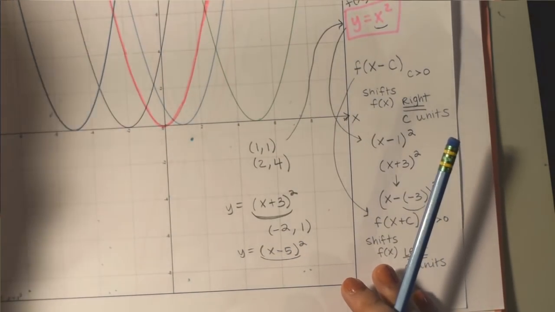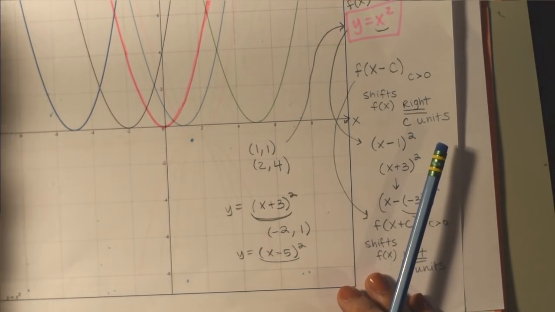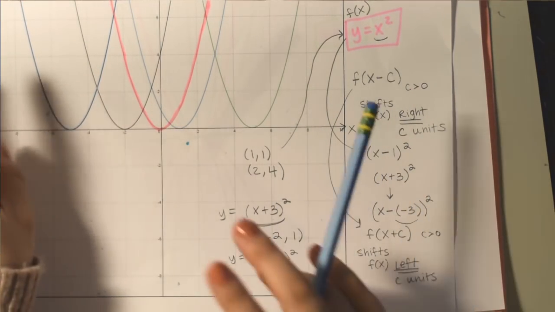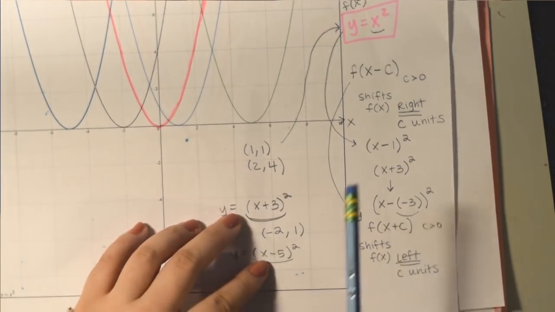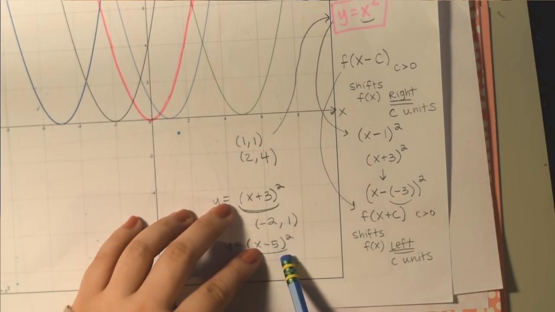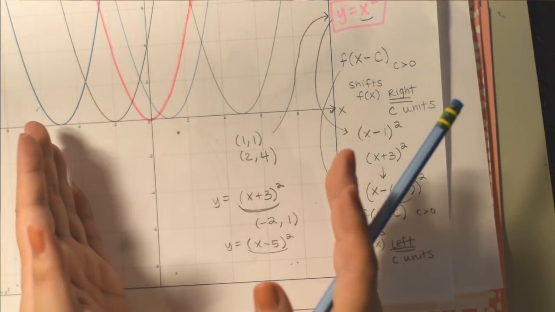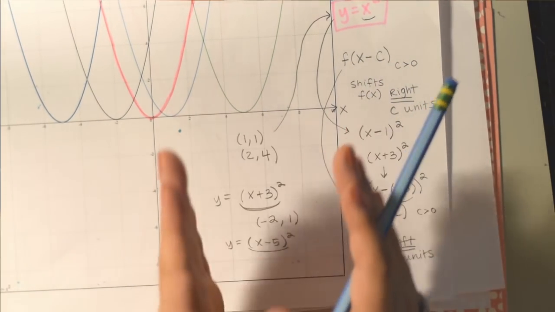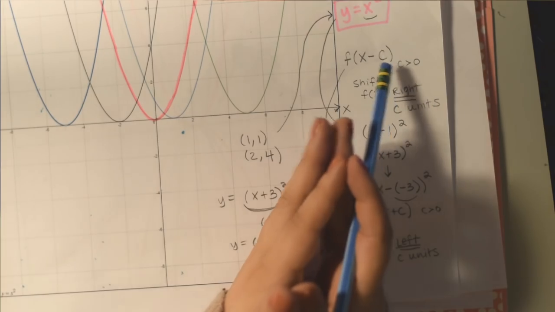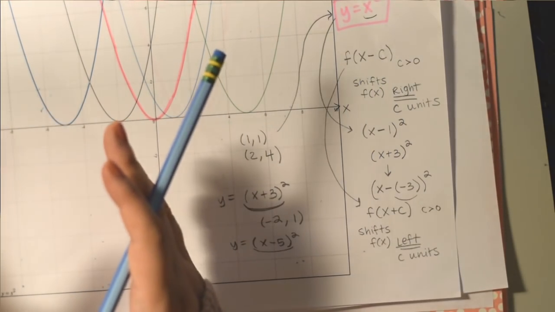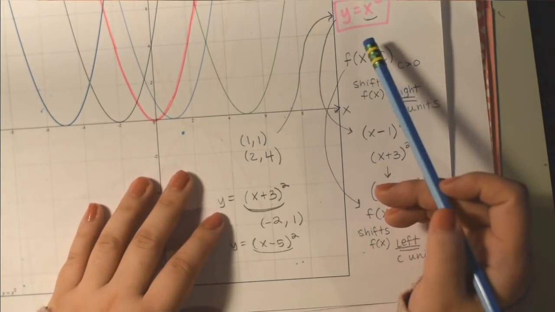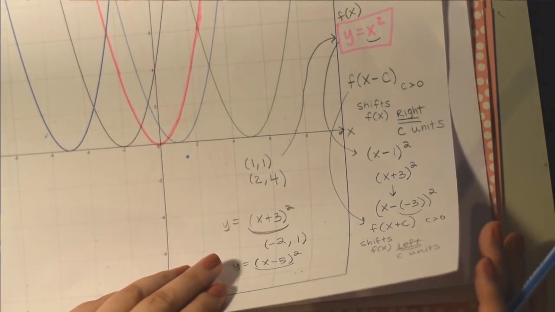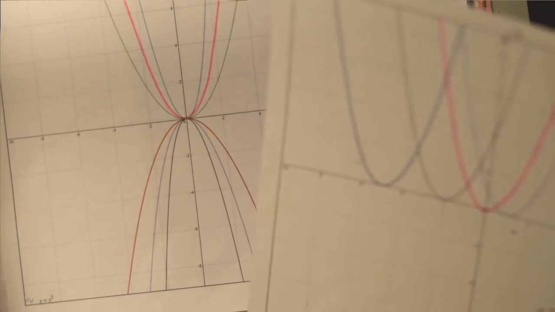Okay, but for left and right, since you are adjusting the x value, it's kind of the opposite. So if you do x minus 5, for instance, squared, then you're shifting right. And if it's x plus 5, you're actually shifting left compared to your original. So x plus 5 squared. Okay? And you can do more practice with this too.